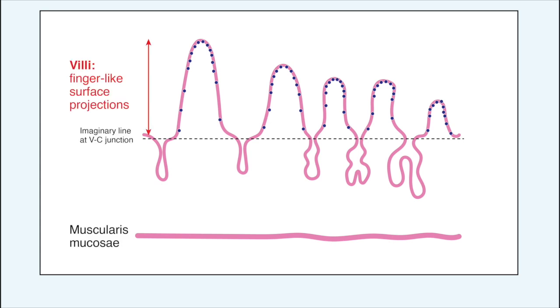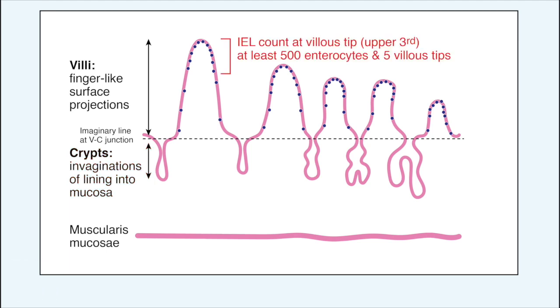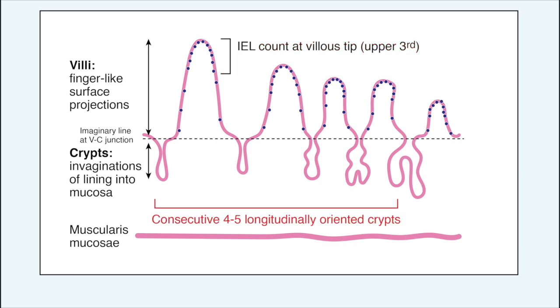Villi are finger-like surface projections, whereas crypts, also known as crypts of Lieberkühn, are invaginations of the lining into the mucosa. IEL to be counted at the villus tips or in the upper third of the villus epithelium, and at least 500 epithelial cells in at least 5 oriented villi tips should be counted. Proper orientation indicates presence of consecutive 4 to 5 longitudinally oriented crypts over the muscularis mucosae.